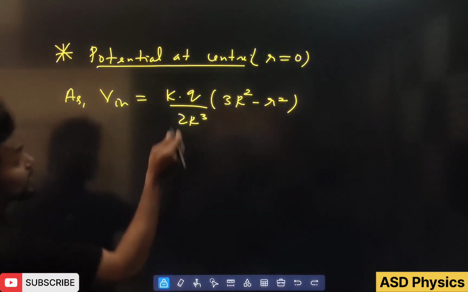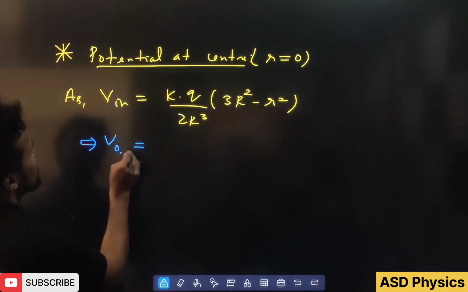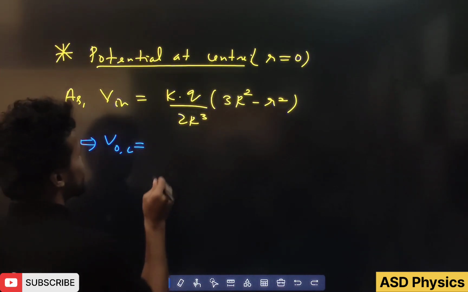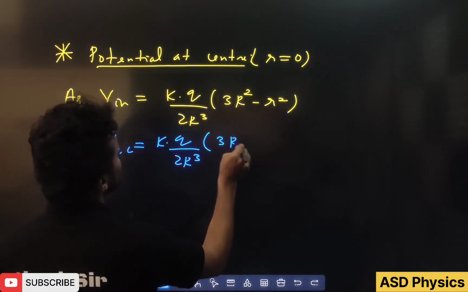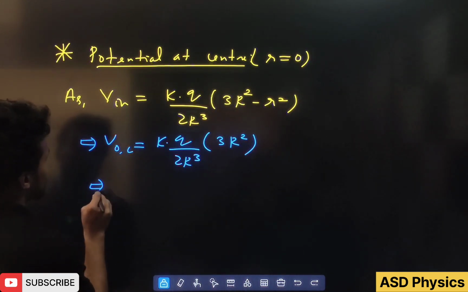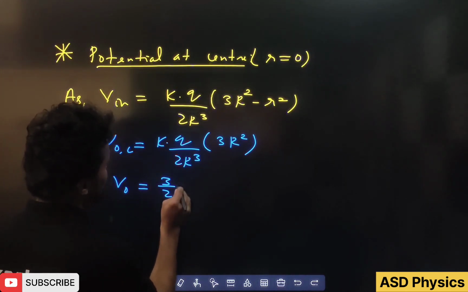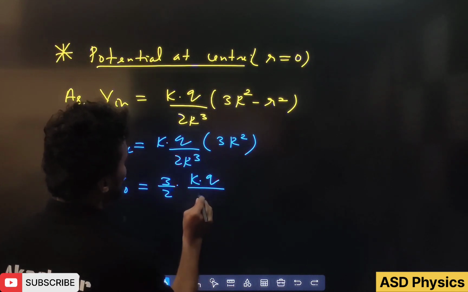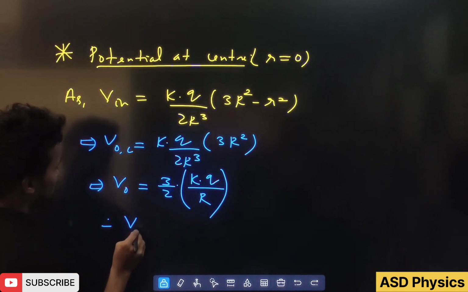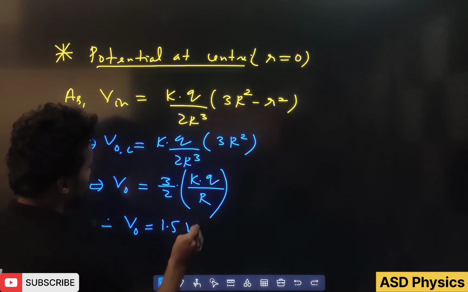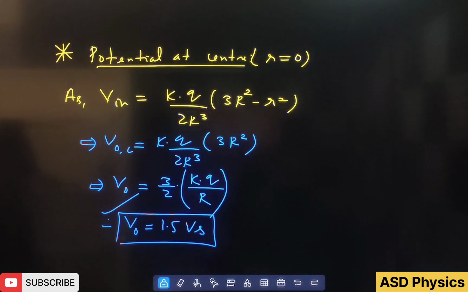And at the center, what will happen here? Small r is 0. That means at the center, V naught, or you can write VC also, no problem. It will become K into Q by 2R cube into 3R square, as this will become 0. That means we can say V naught equals 3 by 2 K into Q by R. And what is this? This is the surface potential. That means the potential at the center is 1.5 times the surface potential. Very important. Kindly remember it very well.